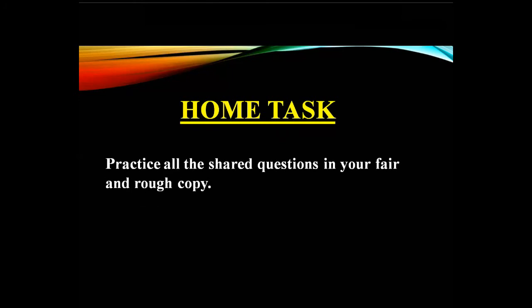Practice all the shared questions in your rough copy and your fair copy. Means whatever questions we have shared in this class, practice all the questions in your fair copy as well as in your rough copy.